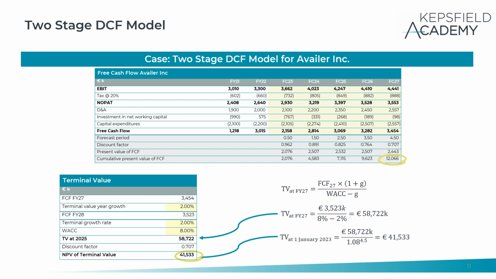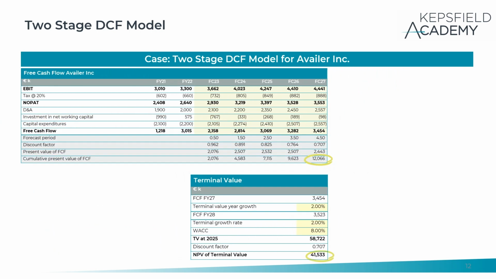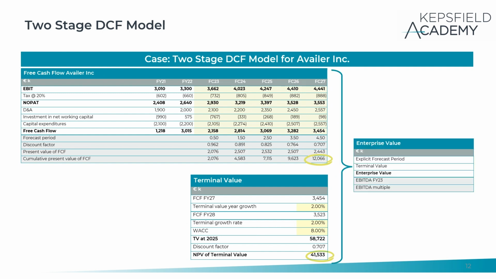The enterprise value is the sum of the present value of the explicit forecast period and the terminal value. We find an enterprise value of €53,599,000, which is 9.3 times EBITDA fiscal year 2023.